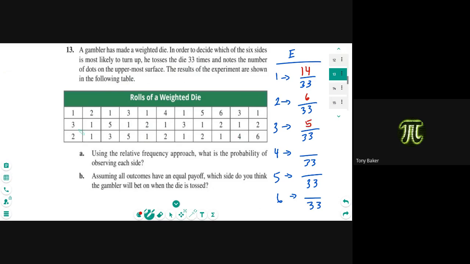The 7 twos? 1, 2, 3, 4, 5. 1, 2, 3, 4, 5, 6. Oh, yep, right, the 7. What I was going to do at the end is add them all, make sure it adds to 33, and then figure out where I screwed up.